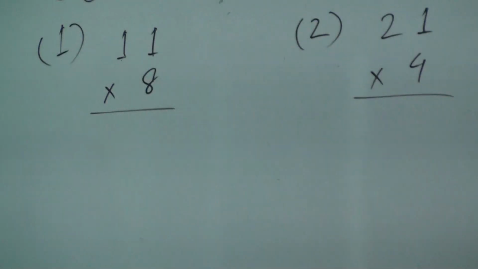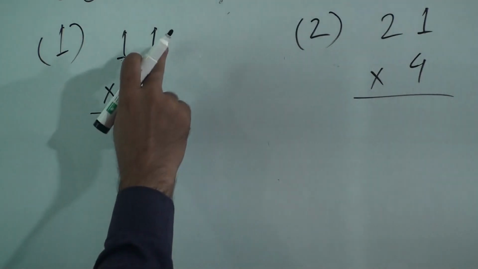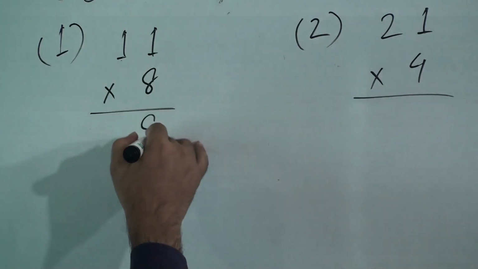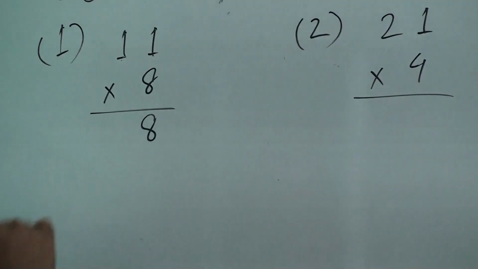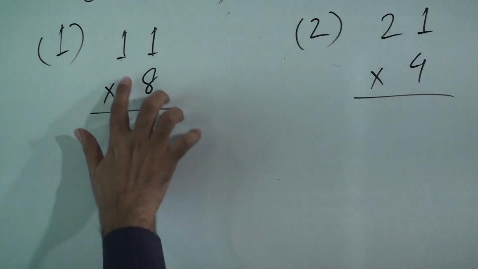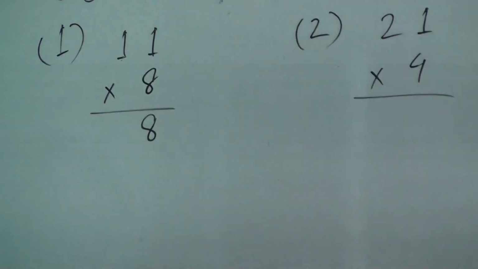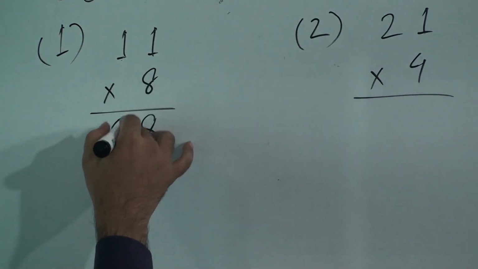Dear students, say the times table of 8 up to 1. So we can say 8 zeros are 0, 8 ones are 8. As here is 1, we have to say up to 1. 8 ones are 8. Now the ones place is done. Go to the tens place. Tens place is also 1. So say the times table of 8 again. That is 8 zeros are 0, 8 ones are 8. So we can write here 8.